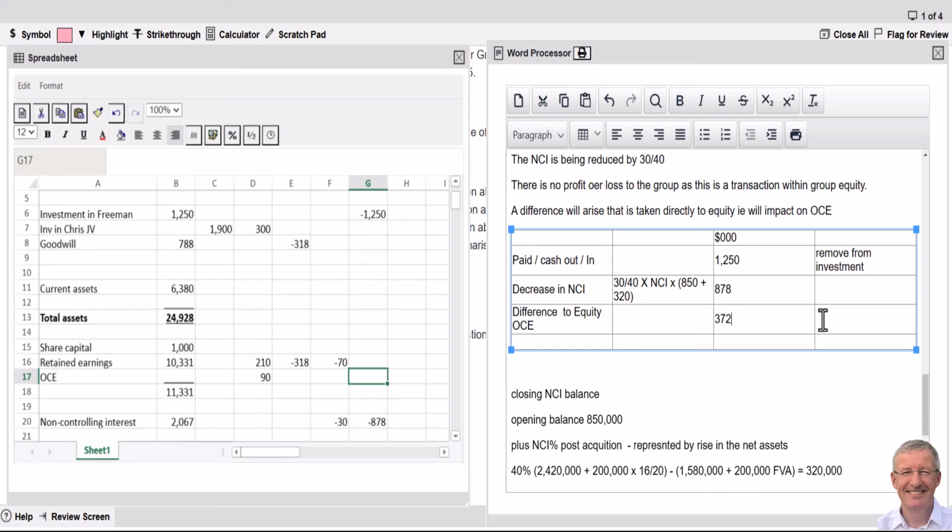That makes me sad. That is a negative figure. That goes to other components of equity. The decrease in the NCI is a decrease in the NCI. So we've got a negative figure here of 372 in your pre-populated spreadsheet. So let me just put that into our pre-populated spreadsheet, 372, and therefore that's in brackets.